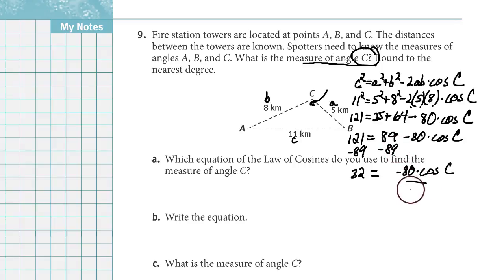Okay, next step, let's divide both sides by negative 80. Those cross out, and the cosine of capital C is now alone on that side of the equation. On the other side of the equation, 32 divided by negative 80 is negative 0.4. One step left. We have an equation that has the trig function cosine in it. We want to get rid of the word cosine so that the capital letter is alone. That's inverse cosine. So capital C is the inverse cosine of the negative 0.4.